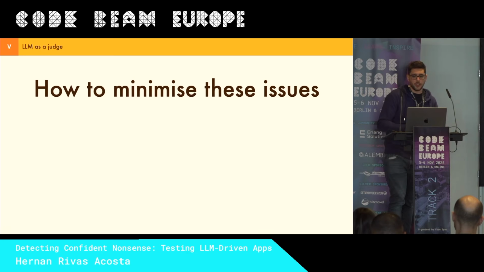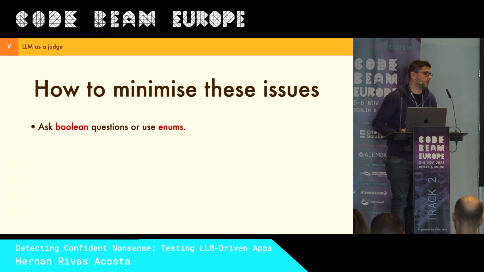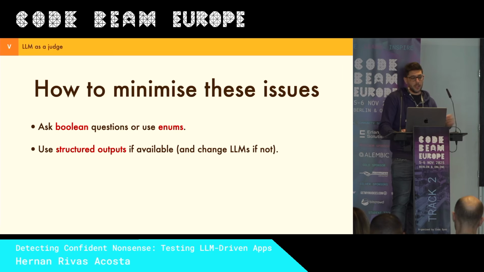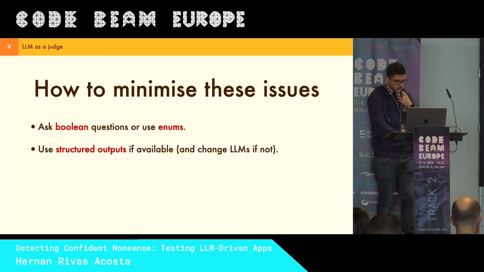So we can still use it. It's still useful. So we can minimize these issues, for example, by making the problem space smaller, right? Just ask a Boolean question, maybe an enum, if you will. With the structured output, actually, you can use enums very easily. Also, if your LLM doesn't allow structured outputs, it's terrible. Use something else.